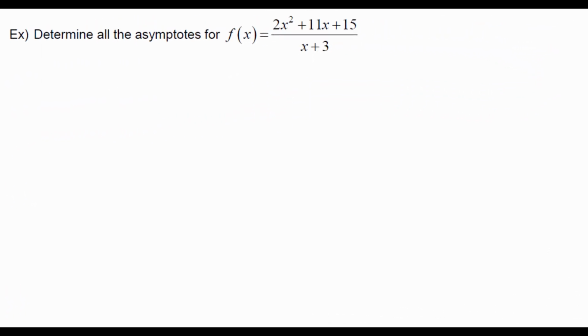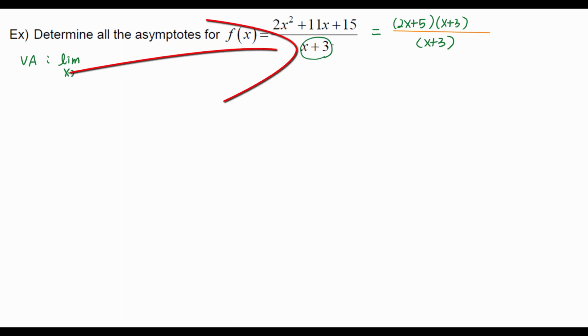Determine all the asymptotes for f of x equals quantity 2x squared plus 11x plus 15 over quantity x plus 3. You notice that this numerator factors, and it factors as quantity 2x plus 5 times quantity x plus 3, over quantity x plus 3. So to find the vertical asymptote, we take the limit as x approaches the number that makes this function undefined, which is negative 3.